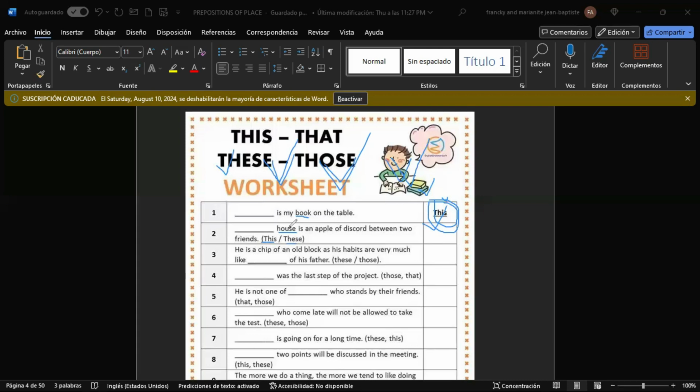Deuxième exercice: "house". House est un nom. Pour différencier si elles sont des demonstrative adjectives ou des demonstrative pronouns, on a besoin de savoir si on met "this" ou "these". "House" ne prend pas de s, donc il n'est pas au pluriel. On ne peut pas mettre "these" devant, on met "this".